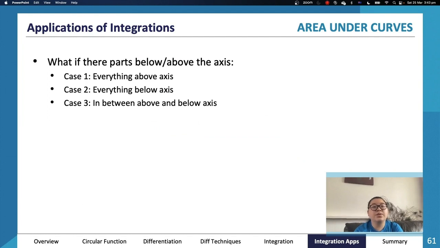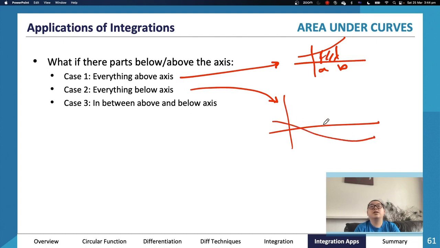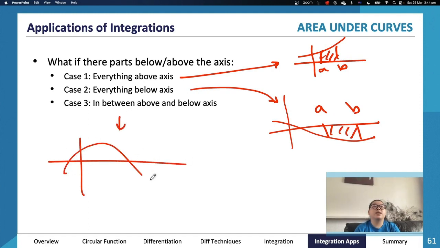So let's talk about the three different cases if we're considering graphs under curves. The first case is everything is above the axis, something like this, A to B. We can have things which are all below the axis, something like this, A to B. Or we can have stuff above and below the axis, like this. So we have A and B.